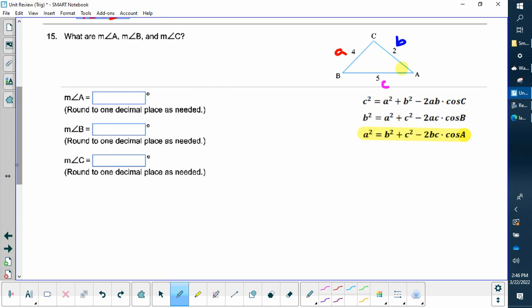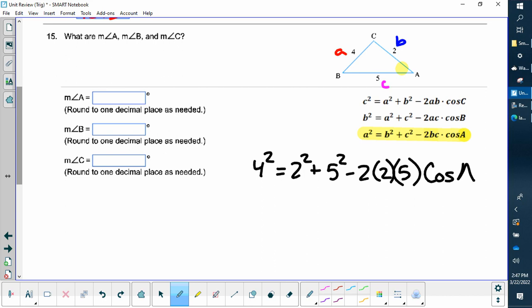Okay, so this time I don't have a by itself, so I know what a is. It's 4 squared. B is 2 squared. Whoops, I should put equals there, excuse me. 2 squared plus, here's c, minus 2, and b is 2, and c is 5, and then I've got cosine big A. Okay, I've got to do a little bit of algebra here, okay?